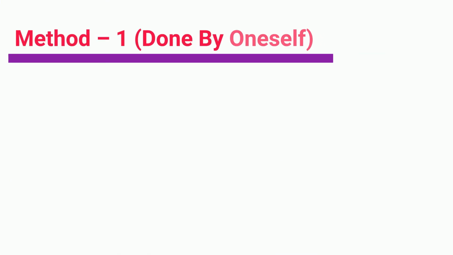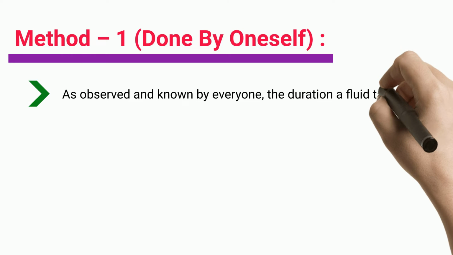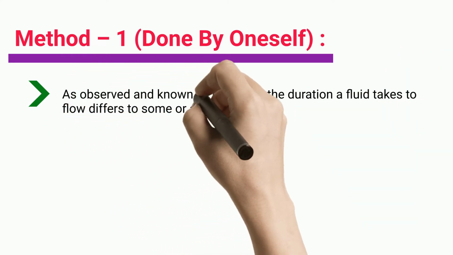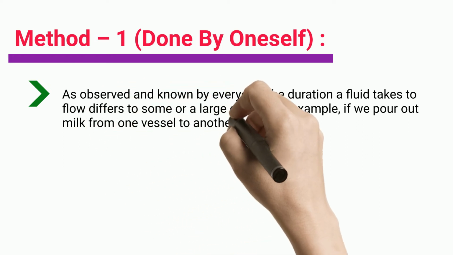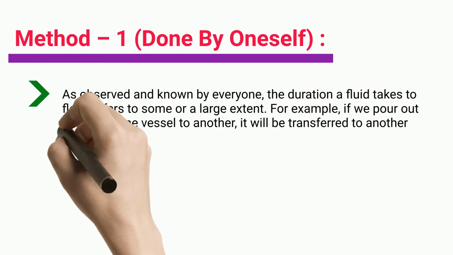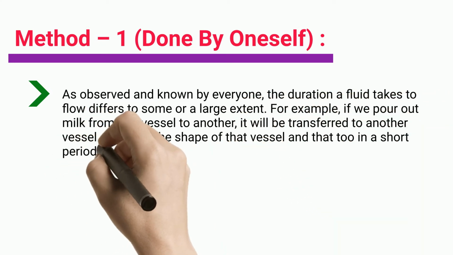Method 1. Done by oneself. As observed and known by everyone, the duration a fluid takes to flow differs to some or a large extent. For example, if we pour milk from one vessel to another, it will be transferred to the other vessel, acquiring the shape of that vessel, and that too in a short period.